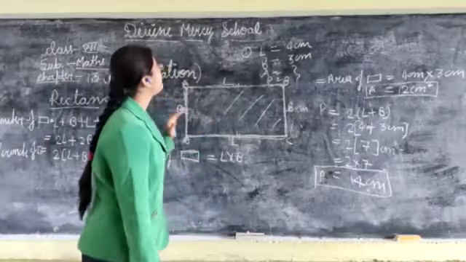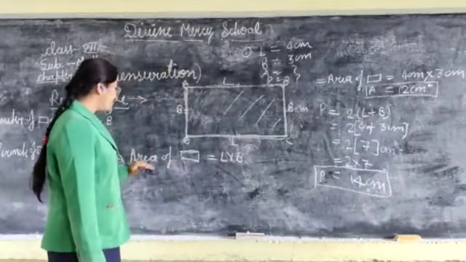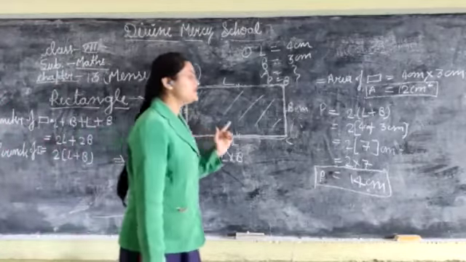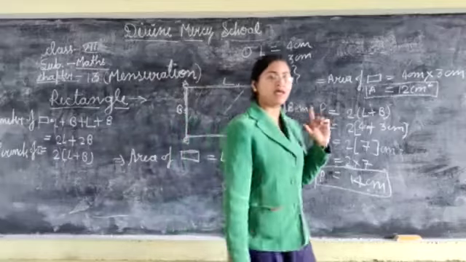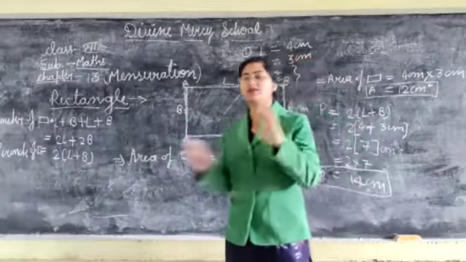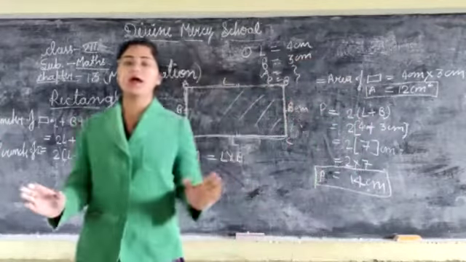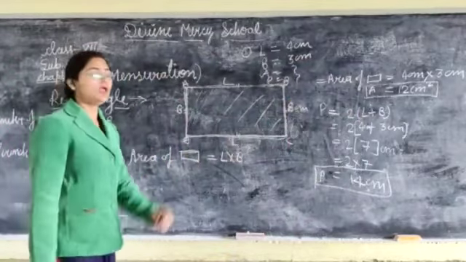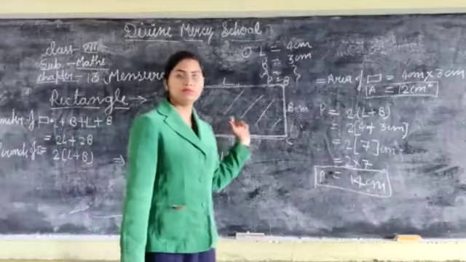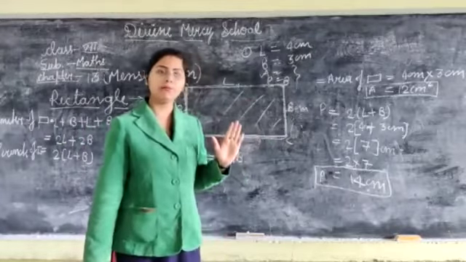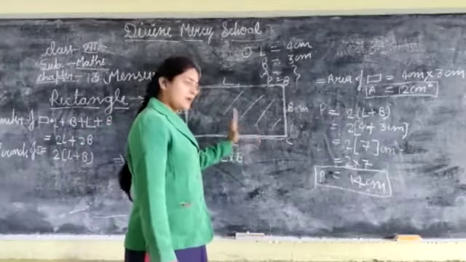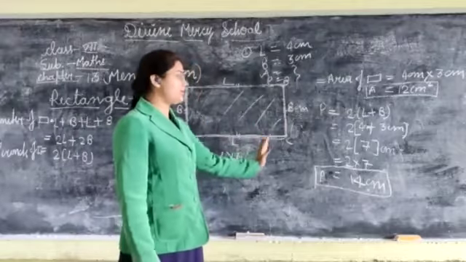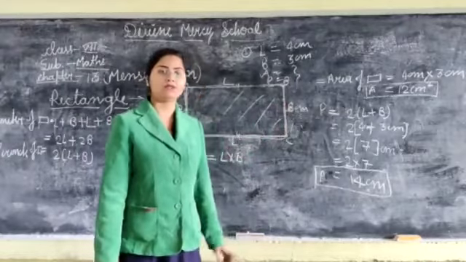And now, this one is given as complex. Complex means the area and perimeter of the rectangle, both you have to find. There is no formula to find area and perimeter in a mixture. We have to find them individually. Individual means separate: separately we find the area, separately we find the perimeter.